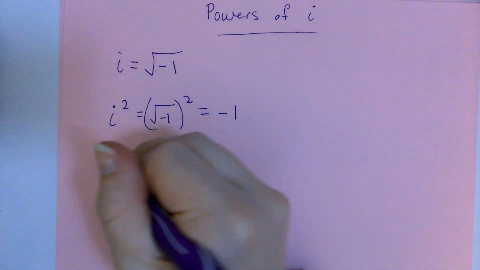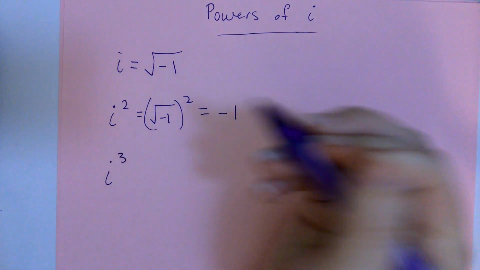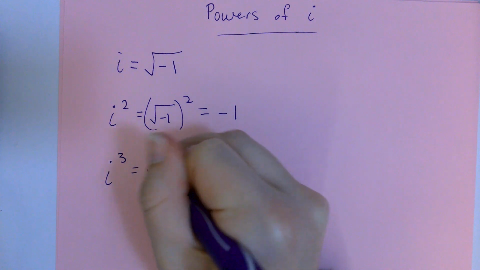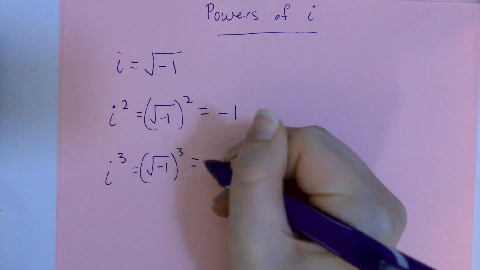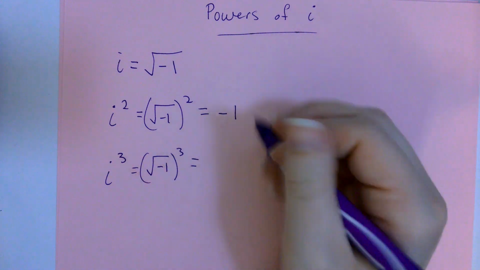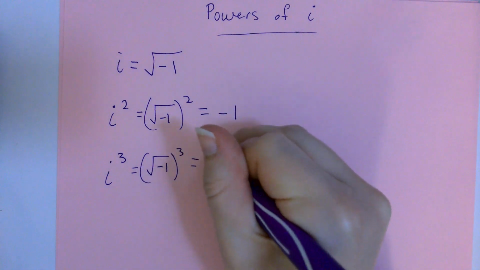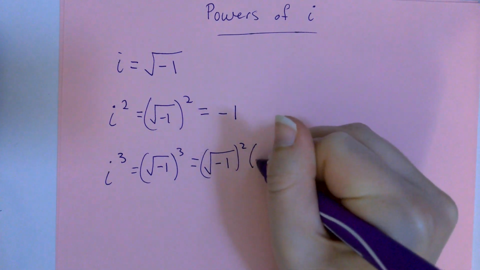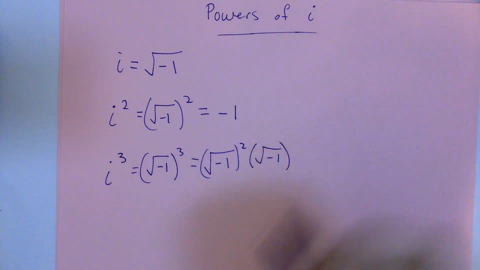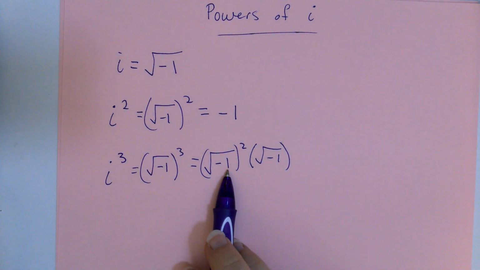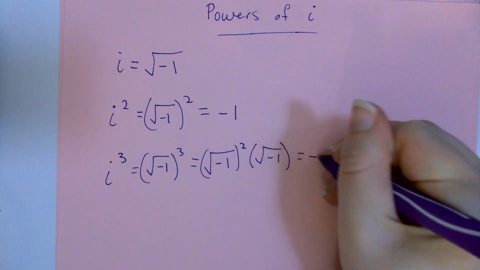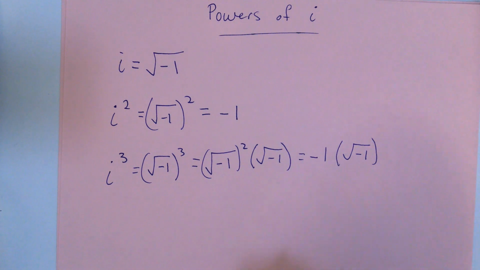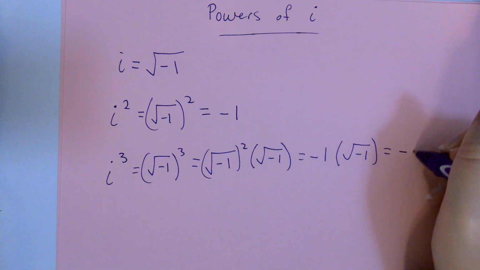So that's i squared. What happens if you take i cubed? Well, here we have the square root of -1 cubed. And remember the rules about exponents, we know that we can split this up into the square root of -1 squared times the square root of -1. We know that the square root of -1 squared is just -1. So we have -1 times the square root of -1, so we can write that as -i.